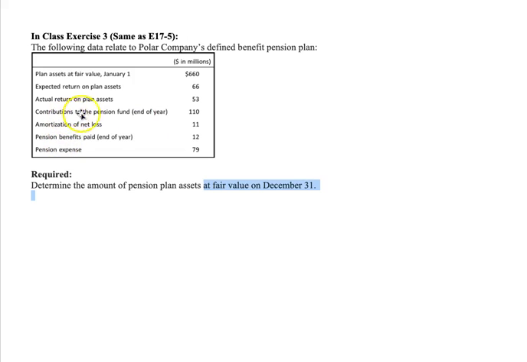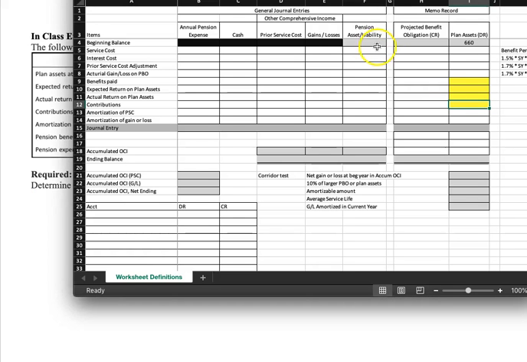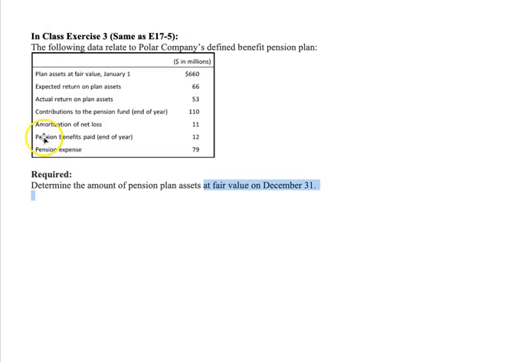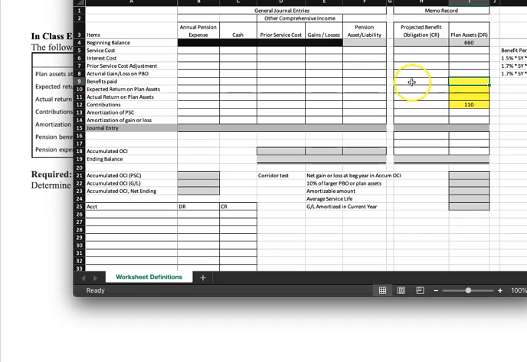So first and foremost, let's talk about our contributions. That's the amount of money the company put into the plan assets. They put in $110 million. So we would increase our plan assets by $110 million. Then let's do the next easiest one, that's benefits paid. How much did we pay out? It said that pension benefits paid for the year were 12. So now keep in mind, when you pay out benefits, what will that do to my assets? Well, when you pay out, it makes your assets go down. So we're going to reduce our overall assets, or credit the assets if we were to journal each of these individually.